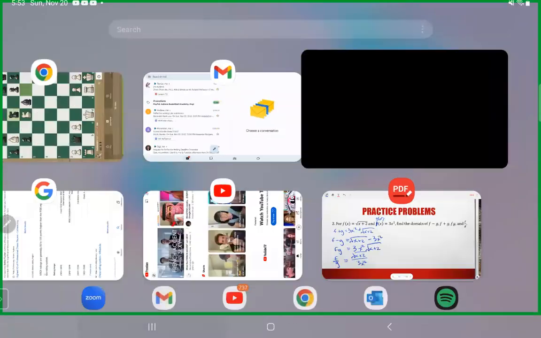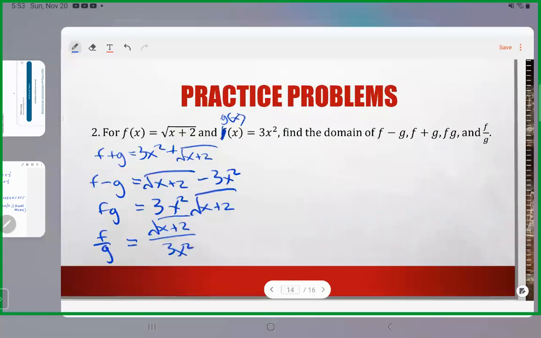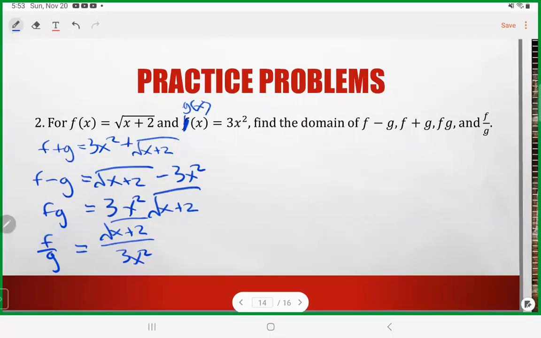All right, let's start. The domain is just the intersection of the domains of these two functions. As you see, there are no domain restrictions on g, but there is a domain restriction on f, and that is that x has to be greater than or equal to -2, because x plus 2 has to be greater than or equal to 0, or the square root is undefined.